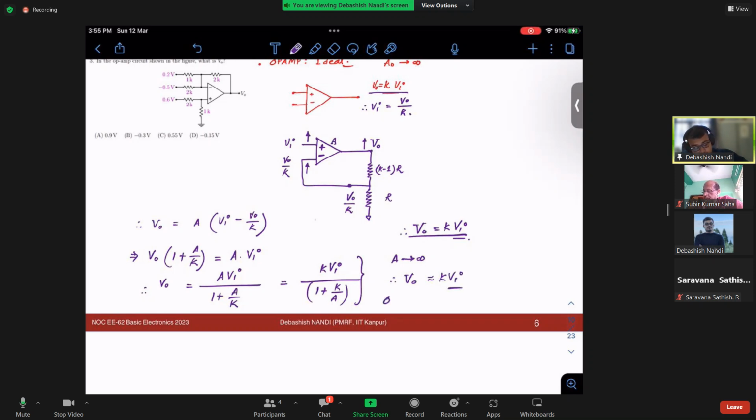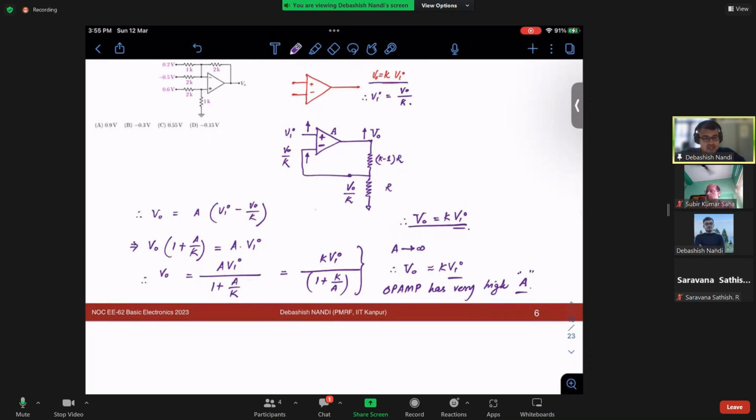So generally your op-amps have very high gain, very high A, let's say. That means you can get this operation. This is called negative feedback. This is how you stabilize your output. That's why I told you that negative feedback is essential for you to get this stability, right?